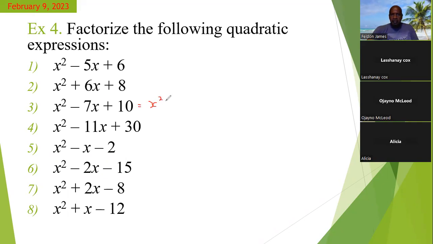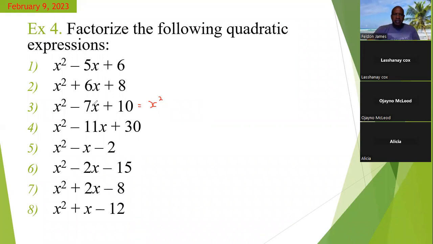5 and 2. Can you be a little bit more specific? Negative 5 and negative 2. All right, thanks much.